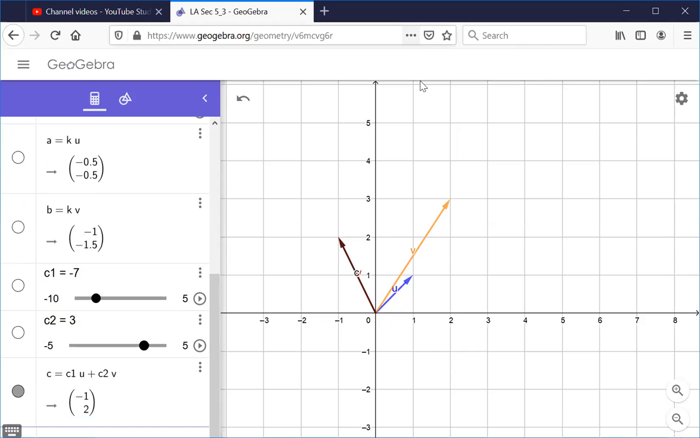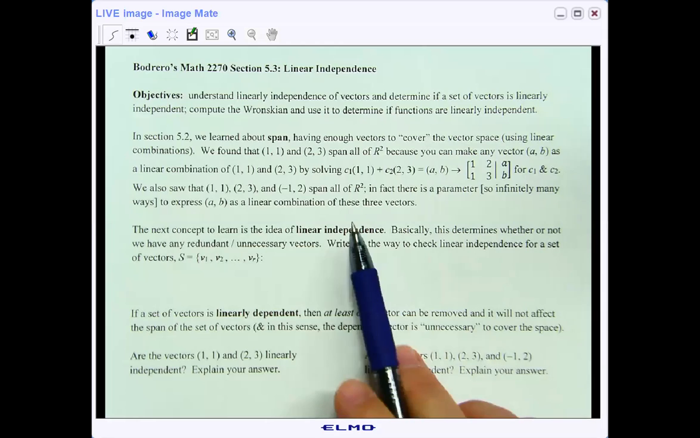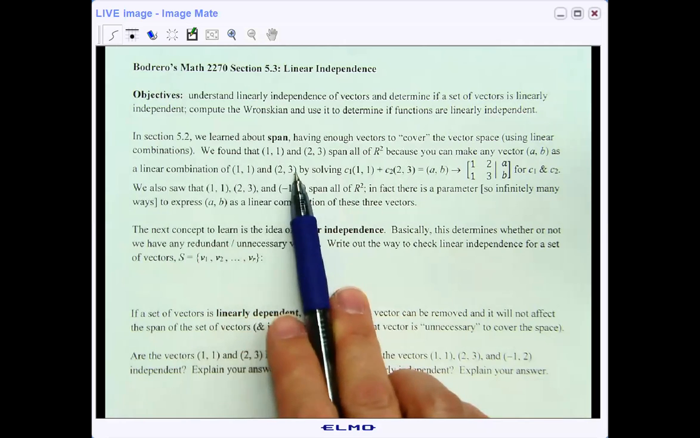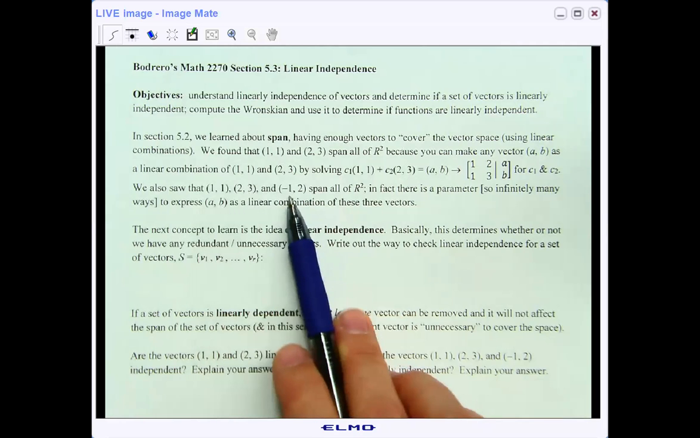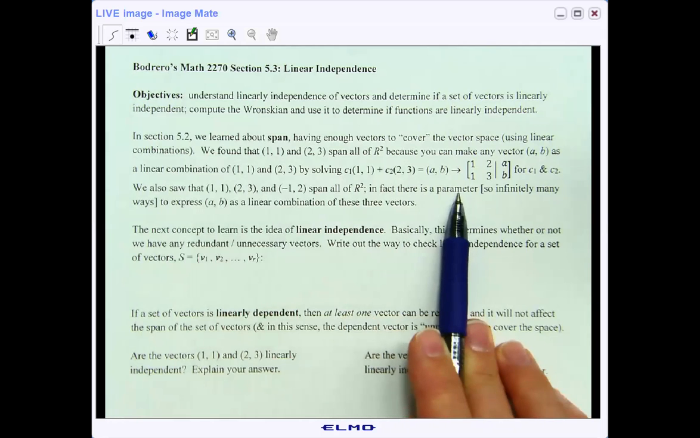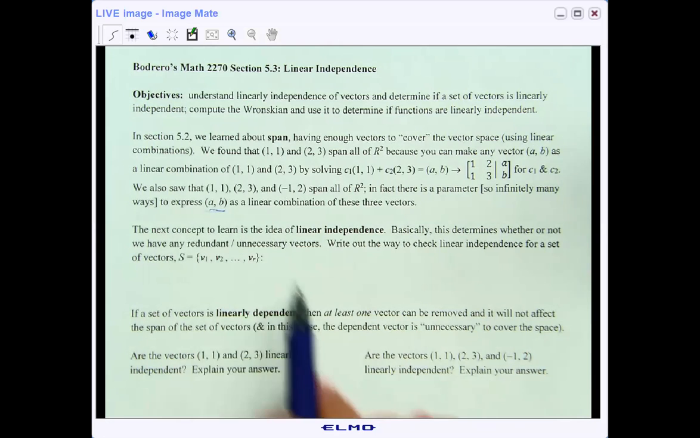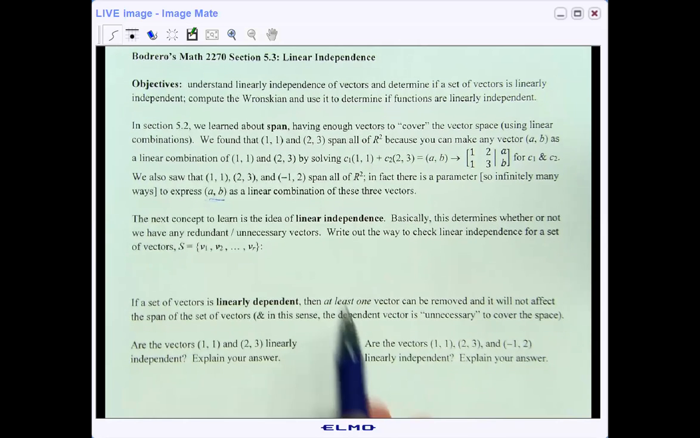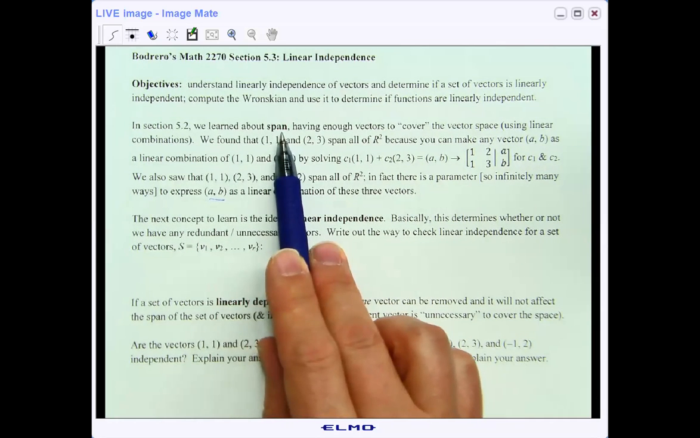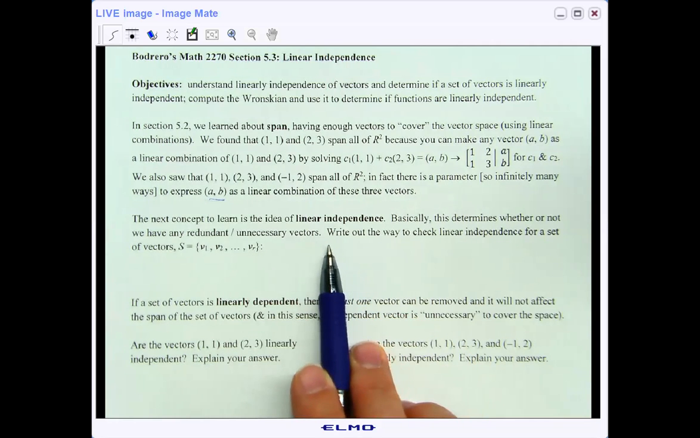So let's go back to our activity. We can show that the vectors (1, 1) and (2, 3) do span. The vectors (1, 1), (2, 3), and (-1, 2) also span, but they will involve a parameter. So there are infinitely many different ways to express (a, b) as a linear combination of the three vectors. In addition to knowing if we have enough vectors to cover the entire space, we want to check whether any vectors are redundant or unnecessary.